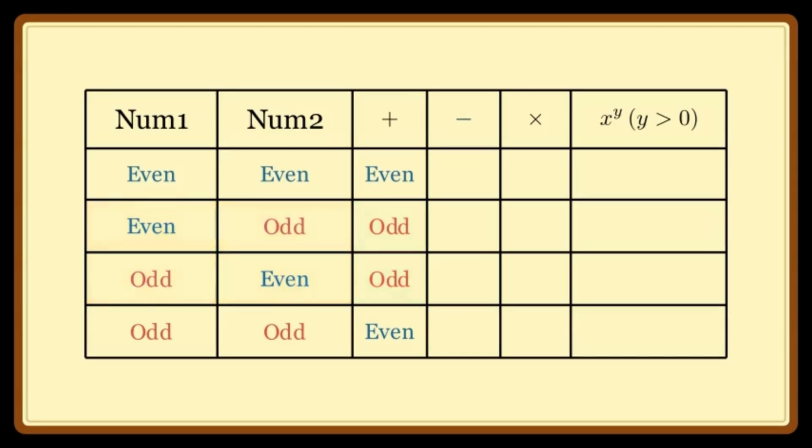Next, let us fill in the subtraction column. The rule here is practically the same as addition. If the two numbers have the same parity, their difference is even. Let us write even in those rows. If they have different parity, their difference is odd. Let us write odd in those spots. And just like addition, the vice versa rules apply perfectly here.